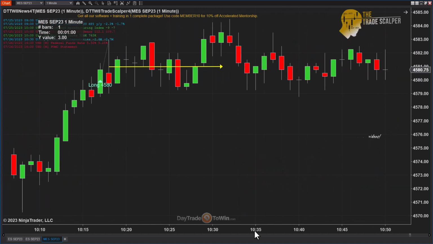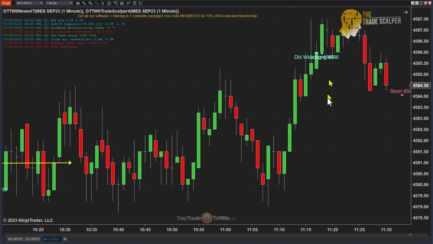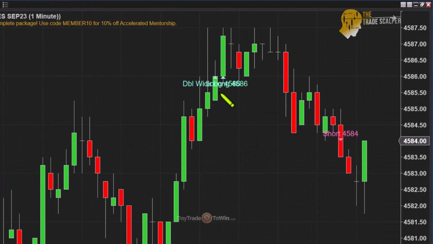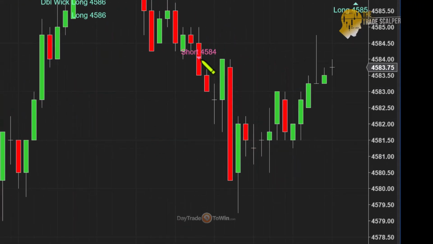Now, as we continue to go further here, this is 1, 2, 3, looking at a fourth opportunity. So there's actually two signals here. We have a double wick long and a long. So both are telling me to go long and at the same exact price, which is nice. So regardless of which one you take, the market went about 1.5 points. If it starts to go sideways or it starts to reverse on you, we have a stop and we're out of the trade. Then we have a short here at 45.84.